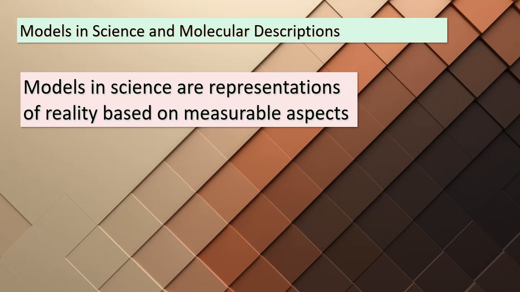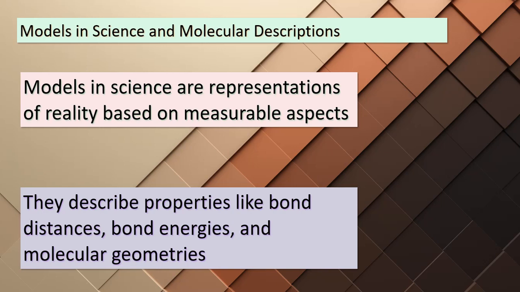Hello, students. Today, we're delving into the intriguing world of scientific models and their role in understanding the complexities of molecules. Our journey begins with the recognition that scientific models are not reality itself, but rather are attempts to capture specific aspects of reality that we can measure. Think of them as tools we use to describe properties like bond distances, bond energies, and molecular geometries. These models help us make sense of the chemical world around us.